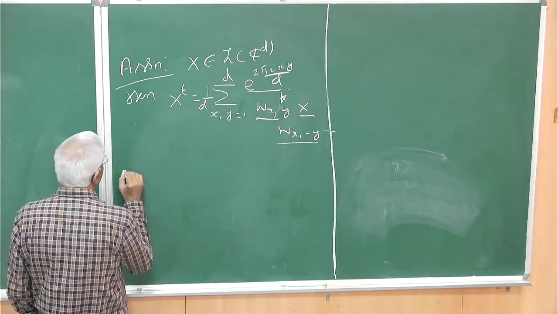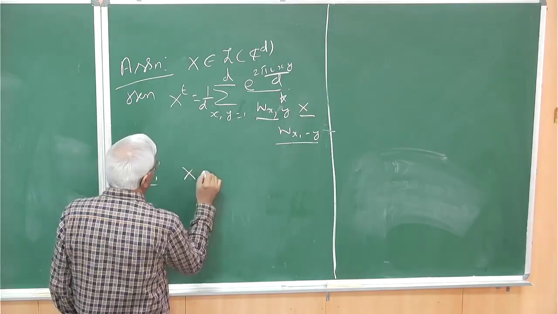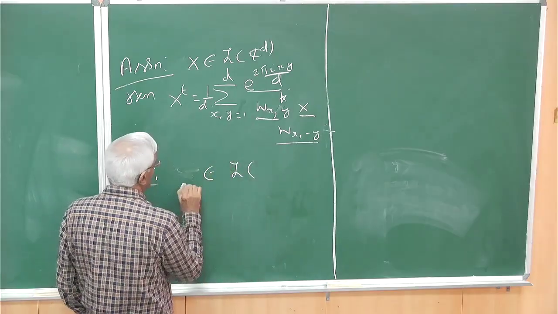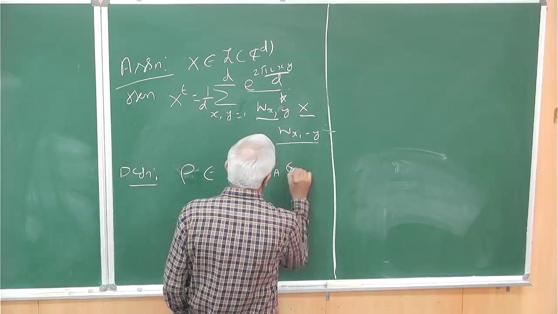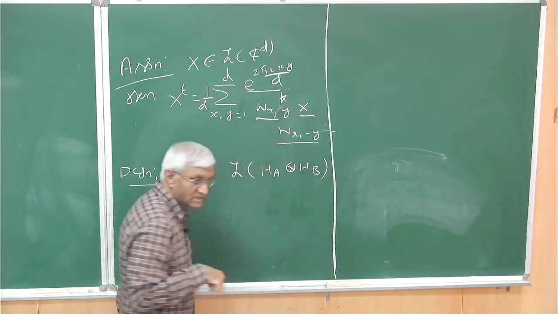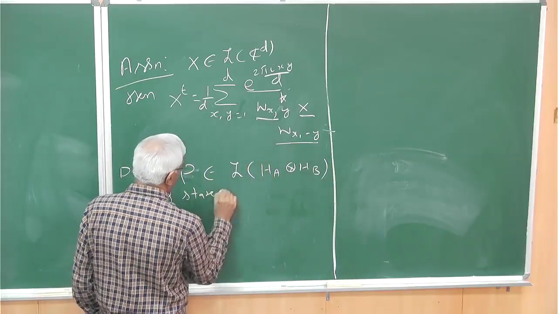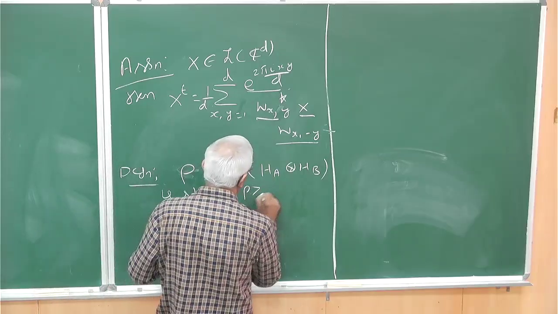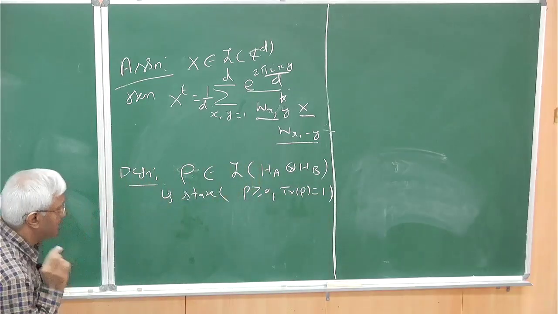Now we want to define what are called positive partial trace states. So, definition: rho is a state in H_A tensor H_B. A state means it is just a matrix which is positive and trace of rho is 1. That's all a state is.